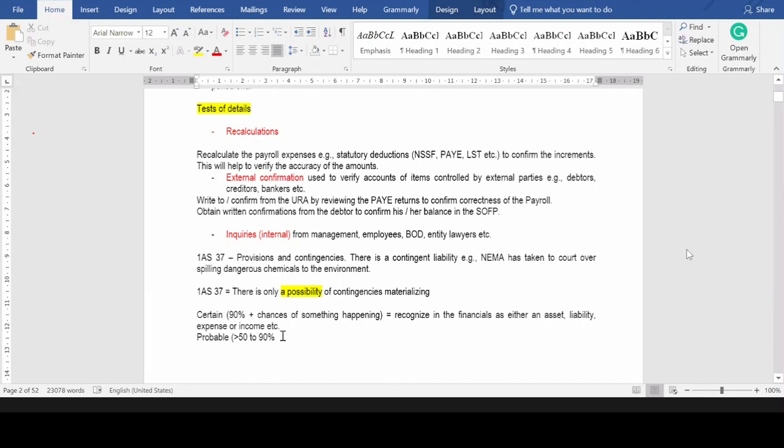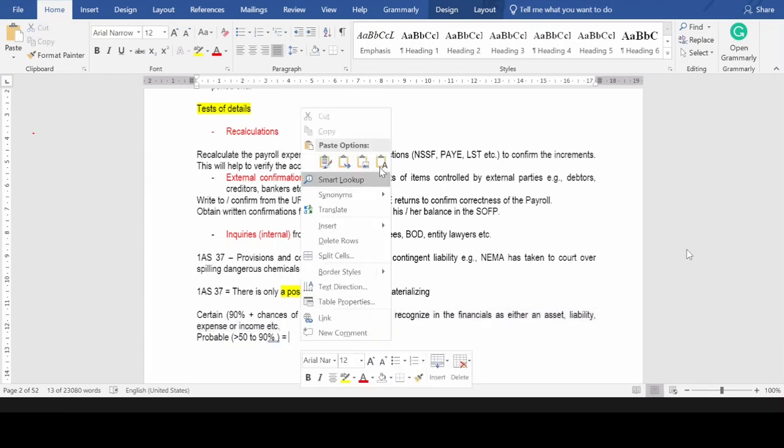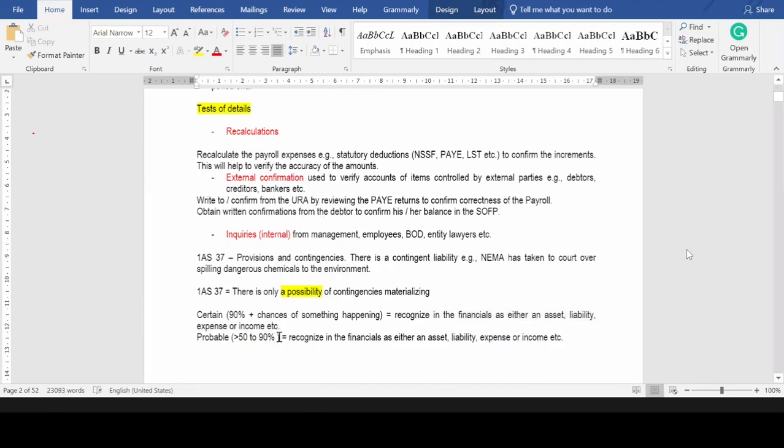Here what you do, you still recognize in the financials, still do the same thing. That's why in the conceptual framework of financial reporting of 2018, they tell you that you recognize assets when it is probable that they will generate future economic benefits. You get it? Probable means there are more than 50 chances to 90, that something will happen. The conceptual framework tells you when you reach that stage, you recognize.